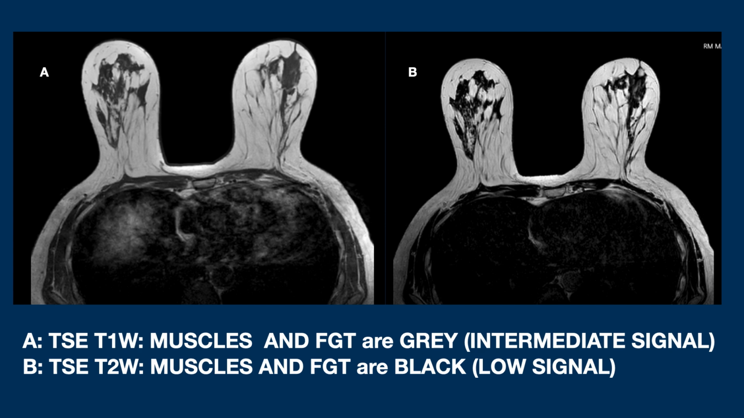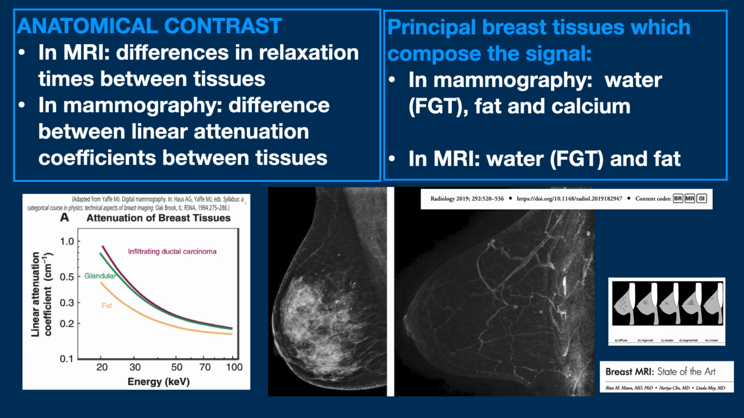We can therefore make a comparison between these two images. In the first, T1 weighted, the muscle and fibroglandular tissue are gray, intermediate signal, while in the T2 weighted image they are black, low signal. Anatomical contrast in MRI is very high precisely because of these characteristics.